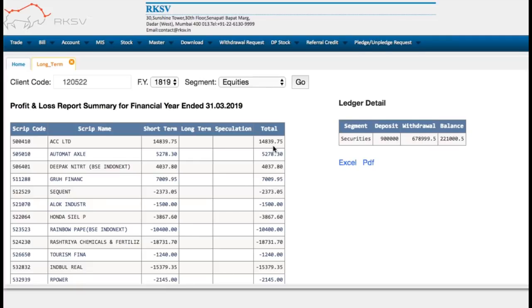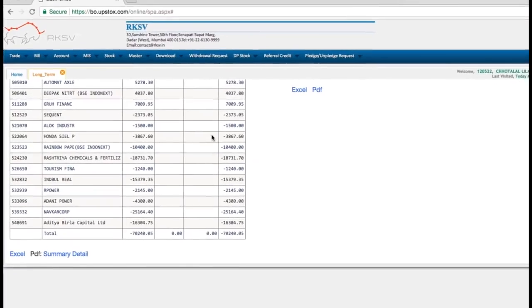On the left side, I will see the profit and loss statement, that is the script code and script name in which I have done the trades, and the short term and long term columns. If I have done the trade below the period of 365 days, the profit and loss for the same will be shown in the short term, and if I have done the trades above the period of 365 days, then the profit and loss for the same will be shown in the long term. And if I have done intraday trade positions, then the profit and loss for the same will be shown in the speculation column, and the last column will be for the total profit and loss. So this is the overall detail which I will get.